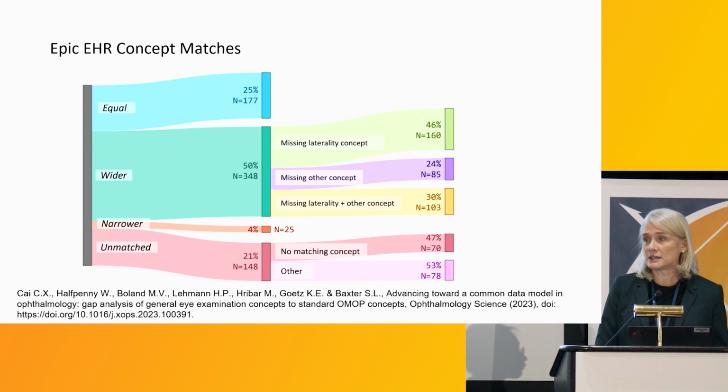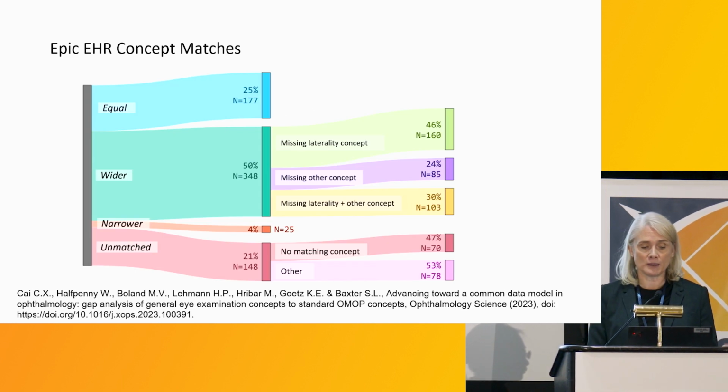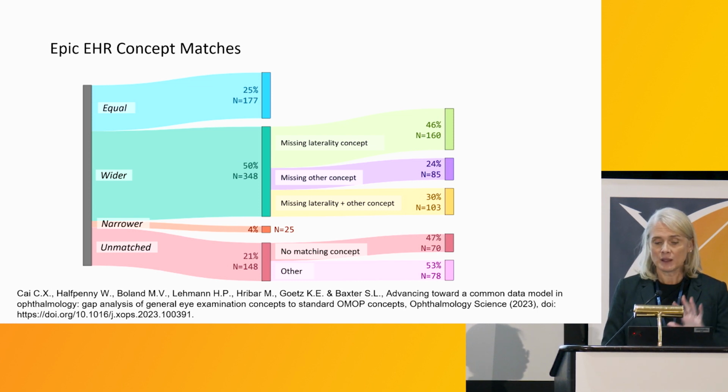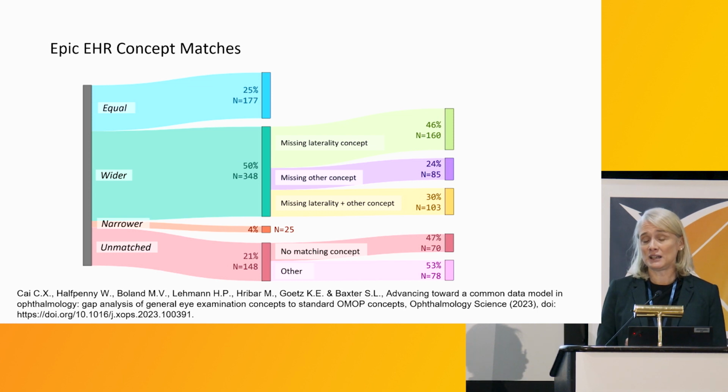And this is just an example of one of the graphs from our Epic EHR concept matching paper. Poster 8 has information about both Epic and Cerner, but this graph is pretty similar for Cerner as well. And you can see that roughly only 25% of the concepts had an exact match in an underlying source terminology. And the majority were either missing or did not have a specific enough concept.